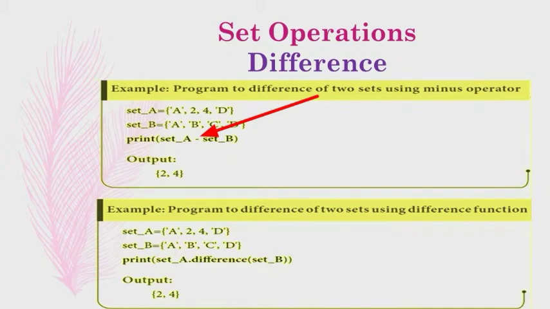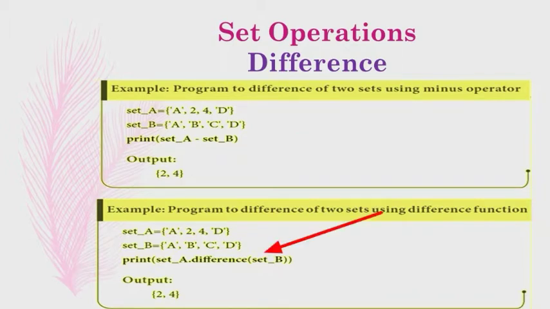Here the elements of set A which are not available in set B will be displayed, okay. See here, A is available in set B, so ignore this. Next, 2 is not available in set B, so 2 will be printed on the output screen. Next value, 4, is not available in set B, that is also printed on the output screen. Next, D is available in set B, so ignore this, okay. So you will get the output 2, 4.